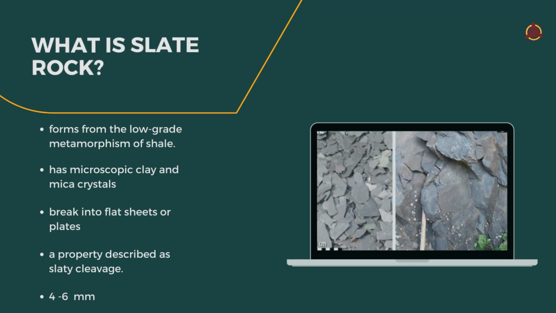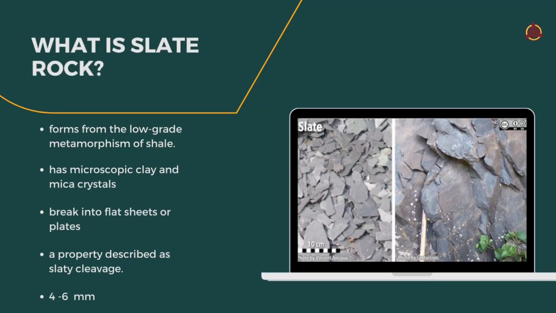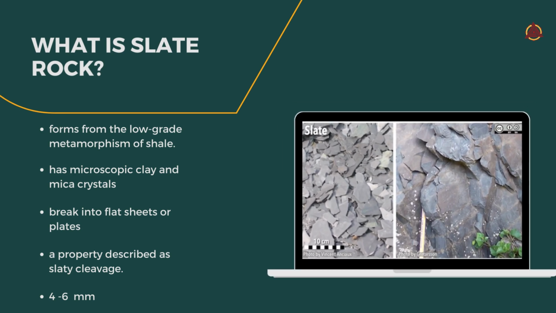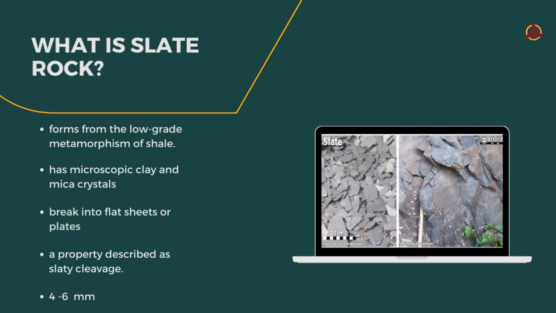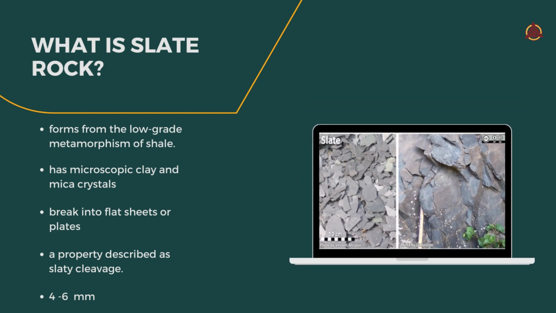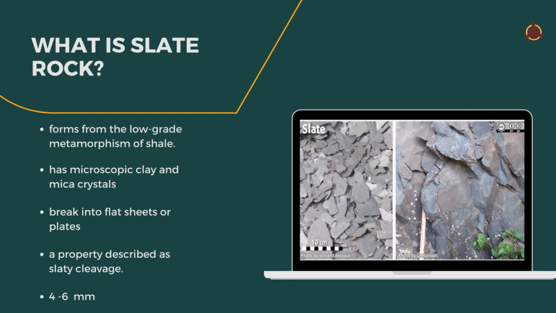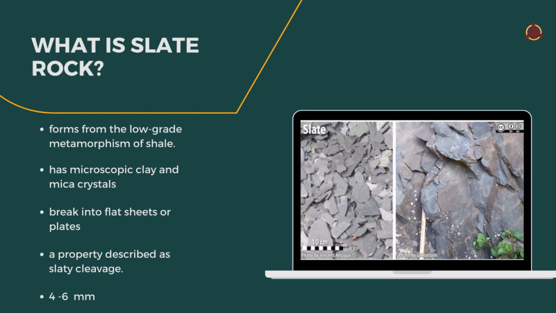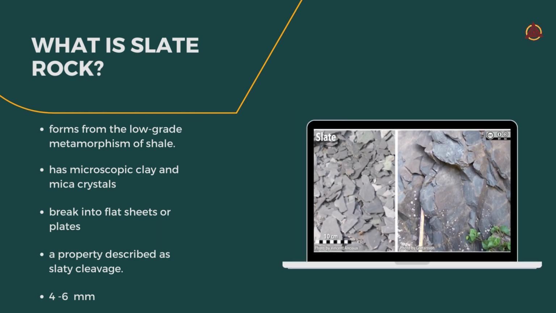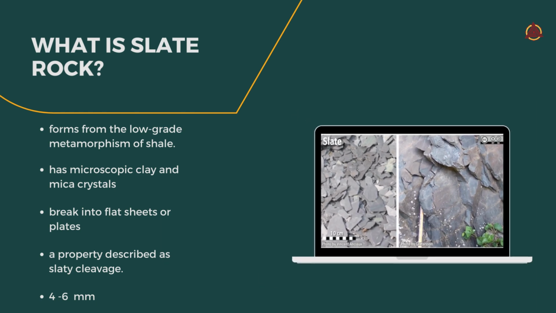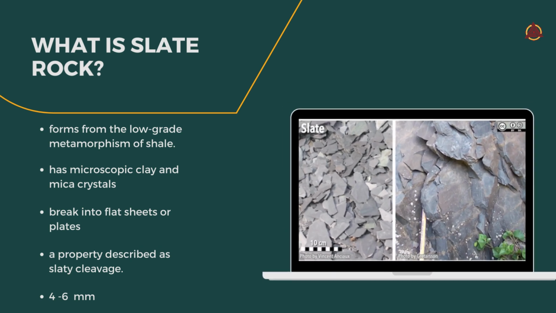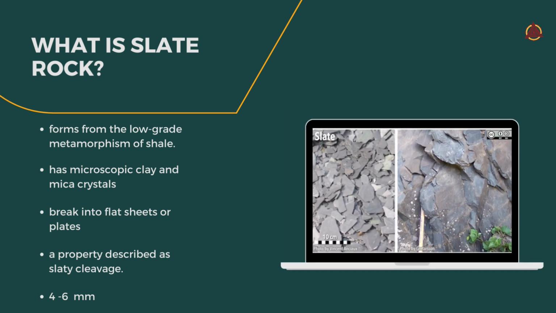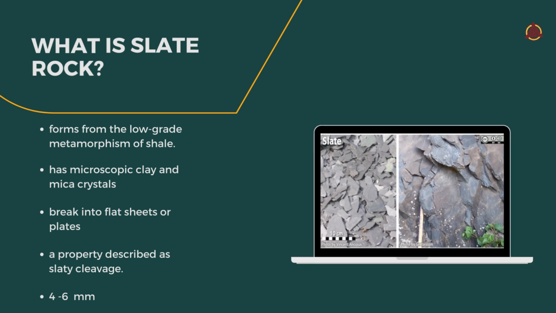So what is slate rock? Slate forms from the low-grade metamorphism of shale. Slate has microscopic clay and mica crystals that have grown perpendicular to the maximum stress direction. Slate tends to break into flat sheets or plates, a property described as slaty cleavage. The optimum thickness tends to average around 4 to 6 millimeters during the splitting process, which is still mostly done by hand. Some slate will inadvertently split slightly thicker, for example 6 to 8 millimeters thickness.